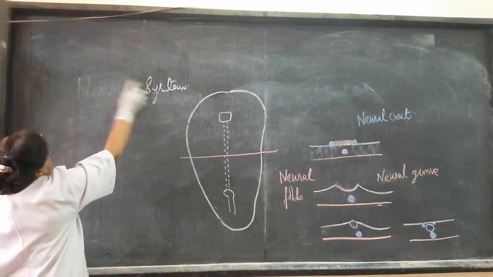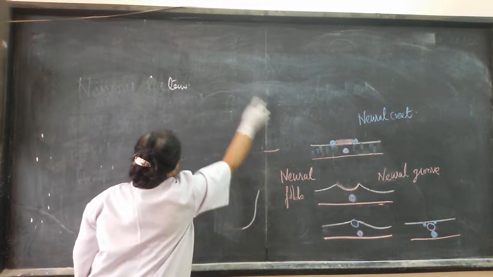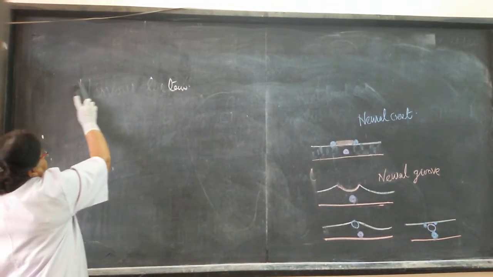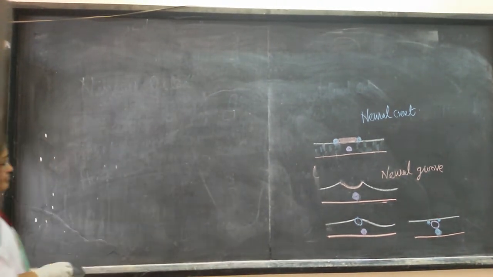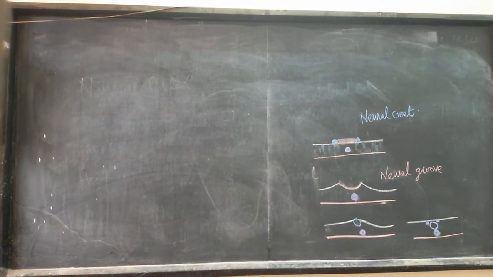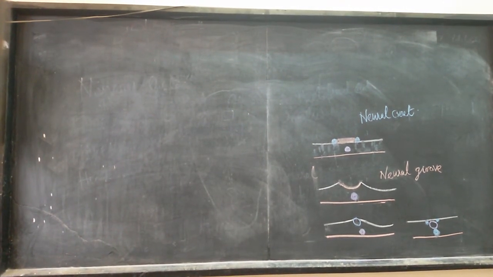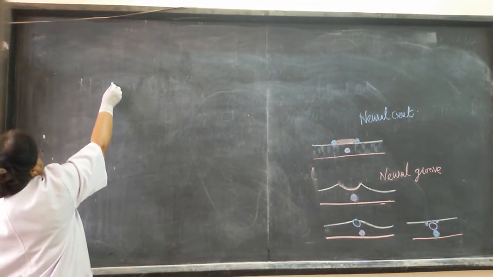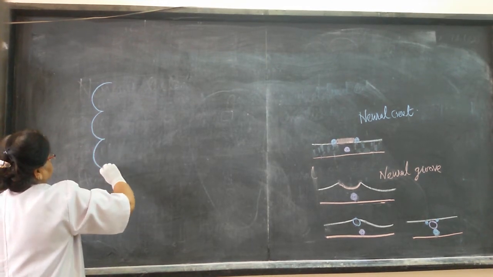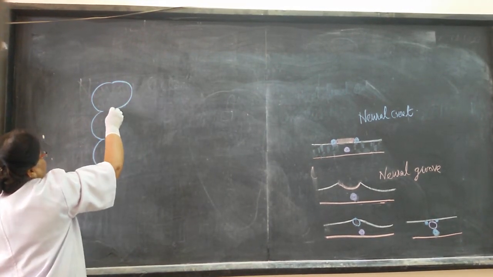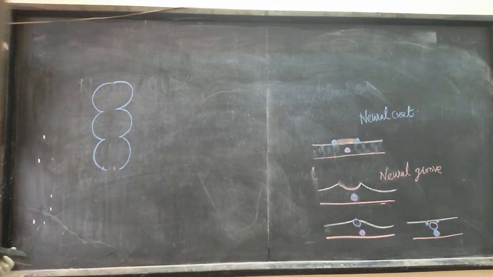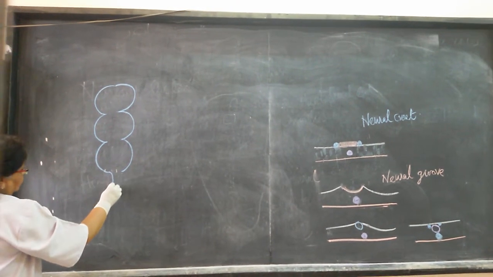Now, the neural tube has longitudinal subdivisions. Its cranial part forms vesicles. The cranial part of the neural tube expands and forms 3 vesicles, like this. But its caudal part remains tubular.